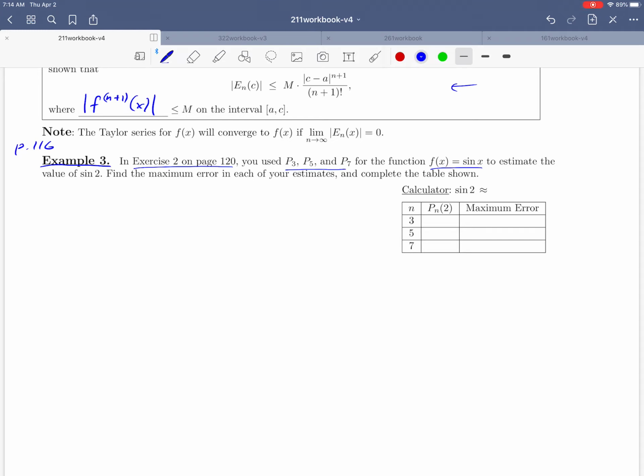And what we're going to do in this example is to figure out what's the maximum possible error in those approximations. So let's remind ourselves of some of the assumptions that we made back in exercise 2 on page 120. They gave us the value of a to be 0. The value of c in our case is 2. That's just our name for this number, the place where we're doing our approximation.